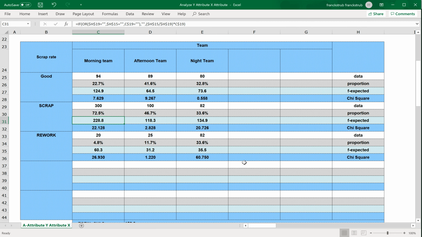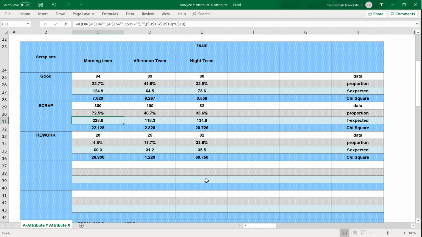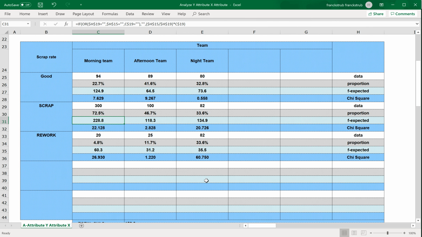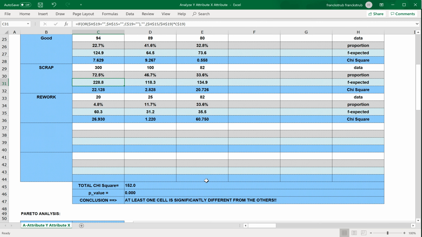We don't know why yet, but we have to investigate. But this is the beginning of the analysis to find, after the chi-square has confirmed there is a difference, the real root causes of these differences with a 5-why analysis, for example, or fishbone analysis, cause and effect analysis later. This is how this test and this table work.